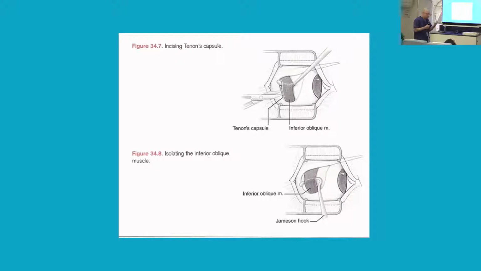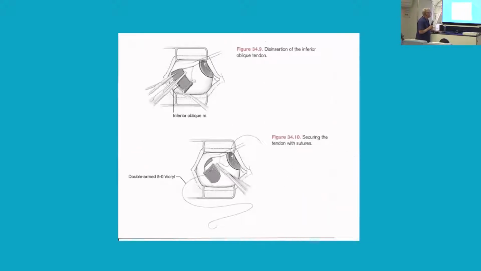I usually like to have it fixated somehow with the forceps, or pre-place the sutures like I do with the horizontal muscles, then disinsert it, and then you can do what you've got to do with it. So we isolated it, and we're going to disinsert it. In this case, we're holding it with a clamp and cutting it off. Usually I go as close as I can to the insertion of the muscle and then cut it off.